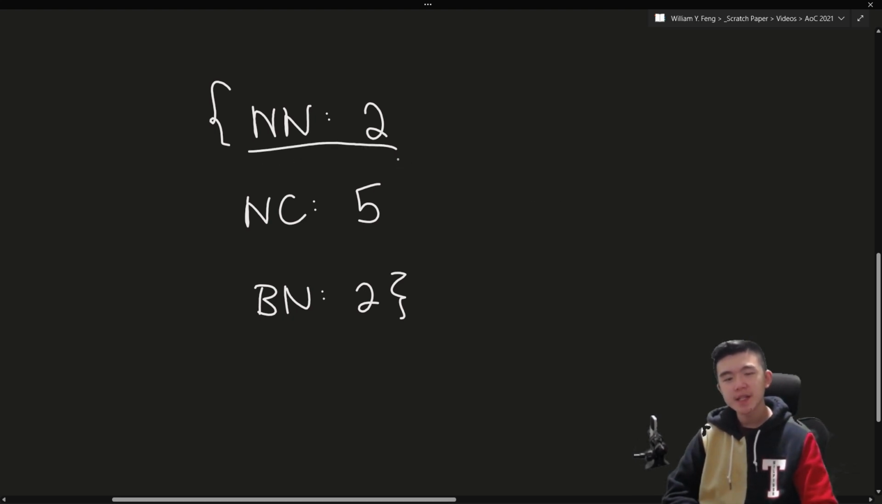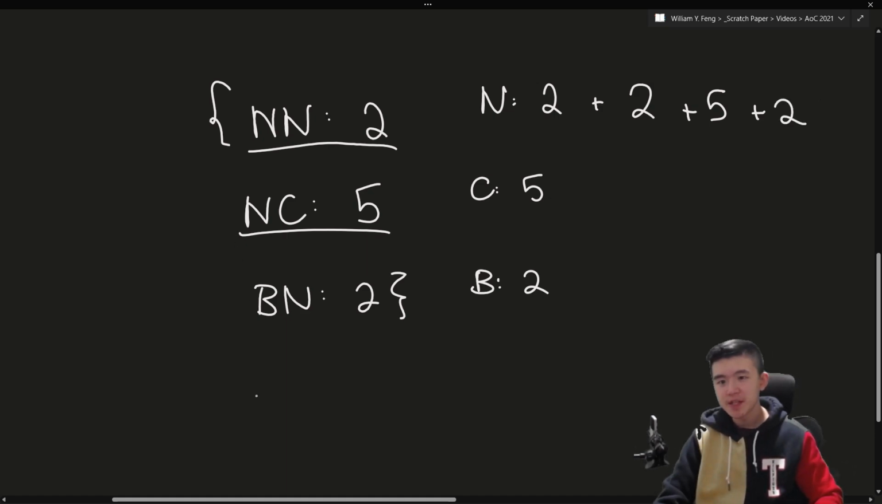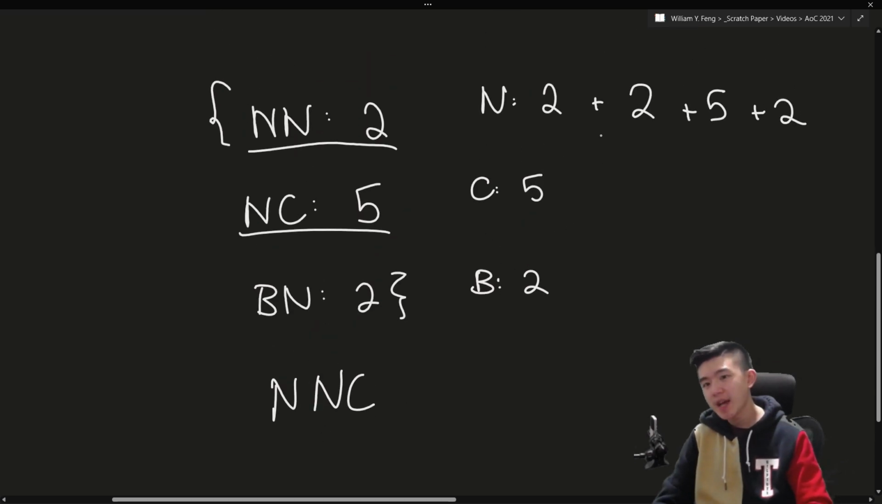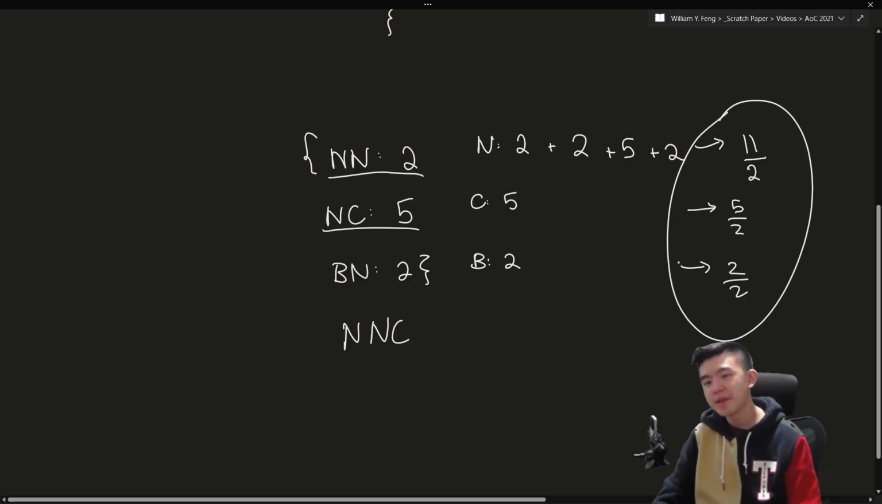Well, in this first case, there are two NNs, which means that Ns are going to get 2 plus 2. NCs have 5, so we're going to get 5 more Ns here and 5 more Cs. And down here, BN, we're going to get 2 more Bs and 2 more Ns. Now, you might already notice a problem with this, which is that every character is counted twice. This N is going to get counted twice, once when we count the NNs and once when we count the NCs. So we actually have to sum all of these together and divide by 2. So in this case, N would become 11 over 2, and C would become 5 over 2, and B would become 2 over 2. Now notice that these are not integers, and that's a problem.